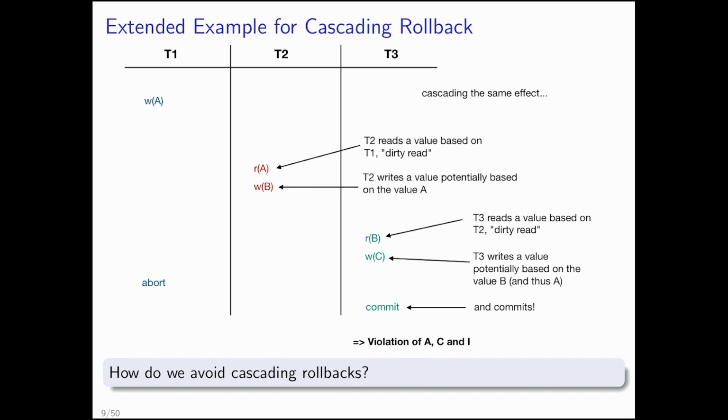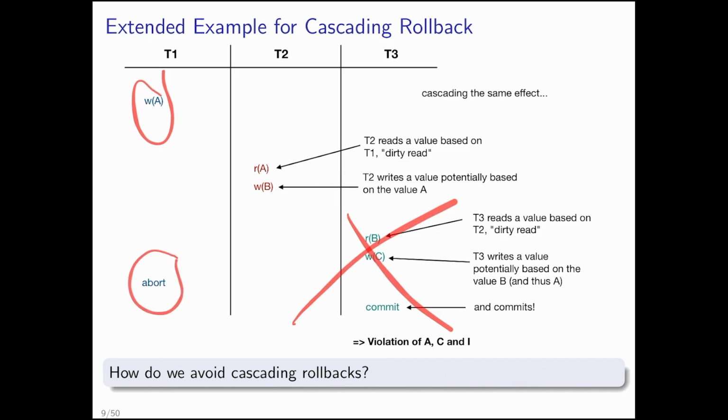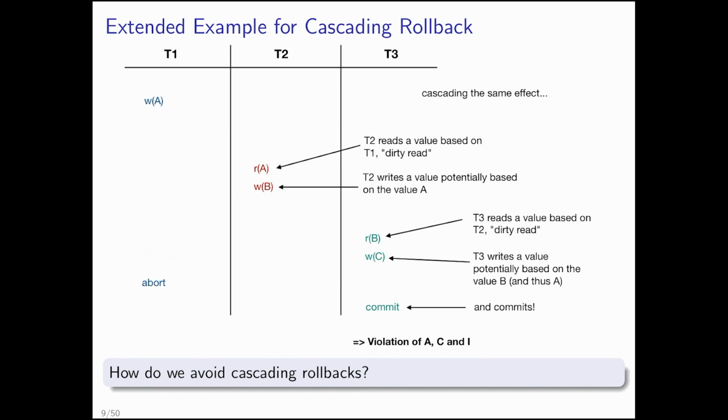So assume transaction 1 writes data object A, then transaction 2 kicks in, reads it, and potentially writes something to B, then transaction 3 reads the B and writes something to C. Now C is potentially influenced by this initial write. Now if transaction 1 aborts, you have to remove all of these changes. So in other words, you have a cascade of transactions that are affected and have to be rolled back. That's why it's called a cascading rollback. So you don't want to have that.